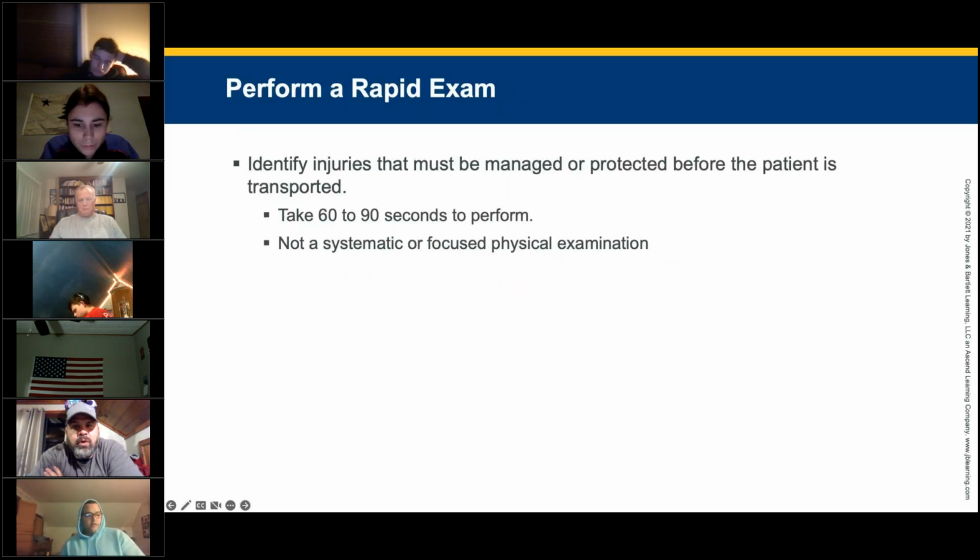Your rapid exam is meant to be just that. This is not your in-depth exam. This is the quick down and dirty, and you're identifying any injuries that need to be managed or protected before you transport the patient. It shouldn't take any more than 60 to 90 seconds. And like I said, it's not your in-depth focused physical exam. This is the quick down and dirty.